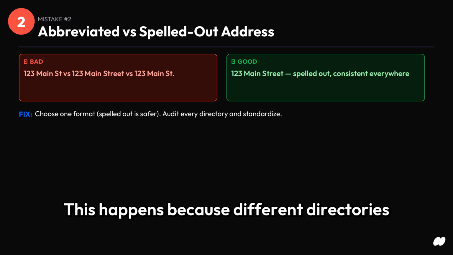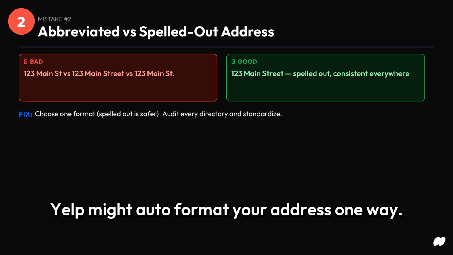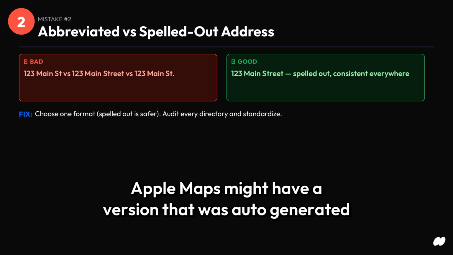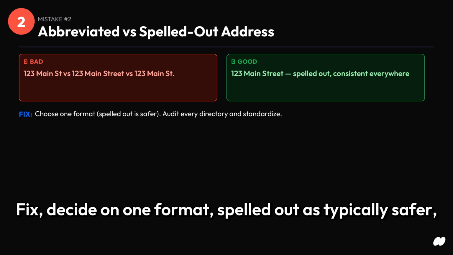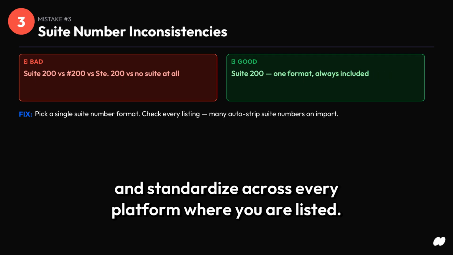This happens because different directories have different formatting conventions. Yelp might auto-format your address one way. Your website might display it another. Apple Maps might have a version that was auto-generated when your business was first listed. Fix. Decide on one format. Spelled out is typically safer. And standardize across every platform where you are listed.